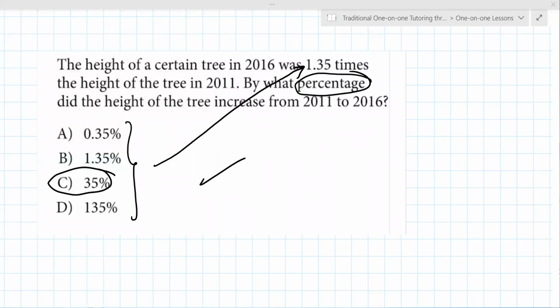Okay, let's look at the next problem here together.